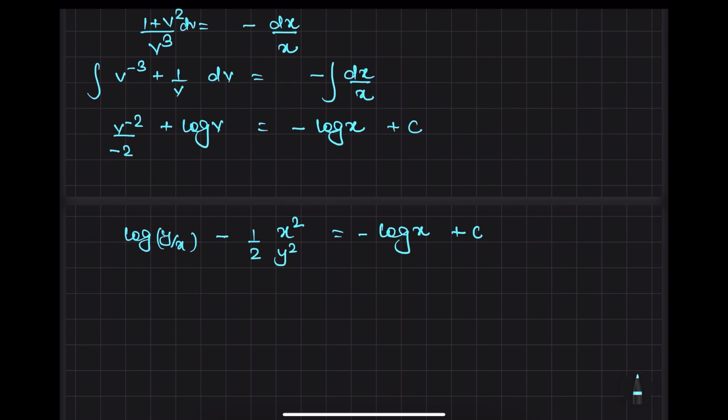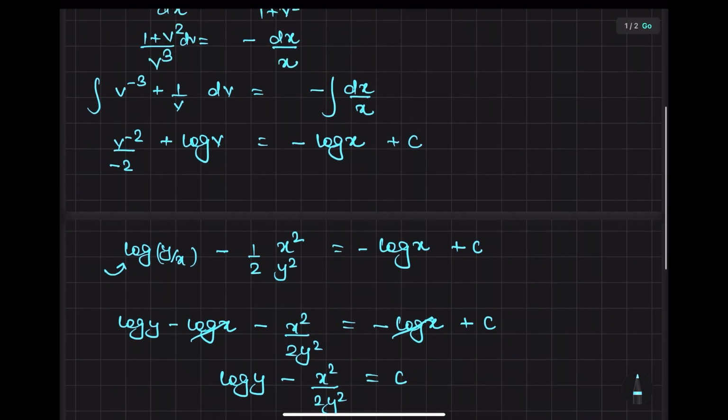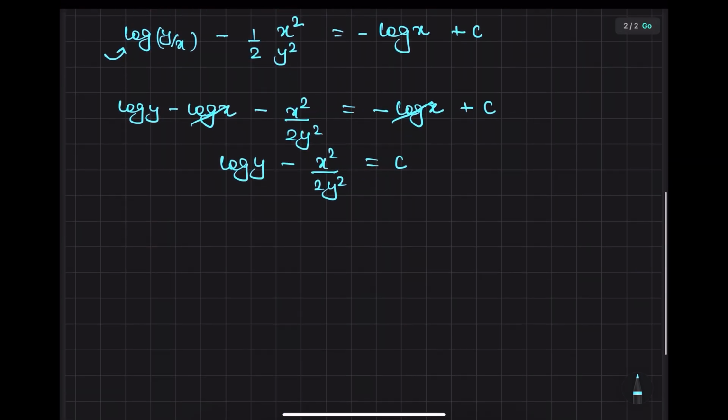Okay, now look at this. Can I break down this function as log y minus log x minus x square by 2y square equals minus log x plus integration constant c? This thing is gone. So we are left with log y minus x square by 2y square equals c. Now we have to find out the value of integration constant c. So we will get that by using this idea. We have to replace x and y with 1. If you replace y with 1, log 1 will become 0. So c will become minus of 1 by 2.